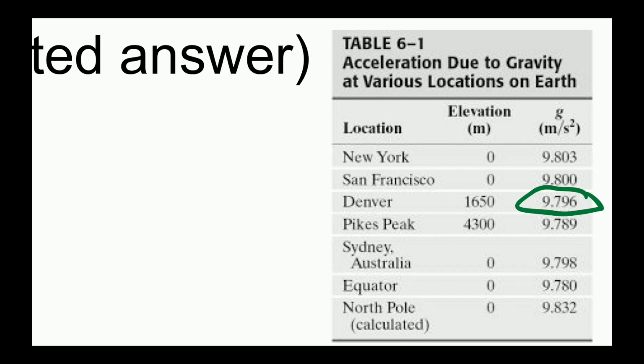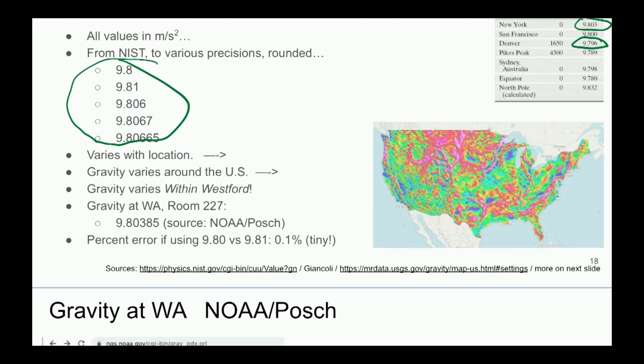9.796. New York, 9.803. Even in Westford. So Westford, Massachusetts, the gravity is 9.80385 if you need it to all those significant figures. Okay? How do I know this? Well, NIST has done the research and can tell me in a calculator that's provided online.